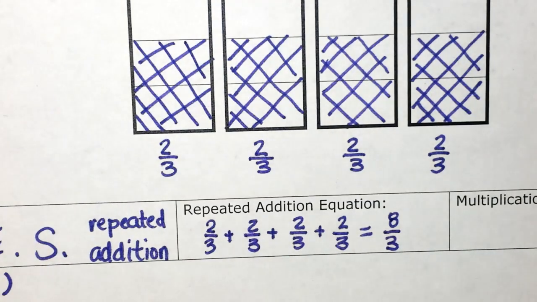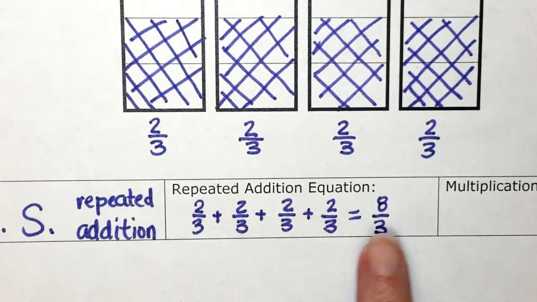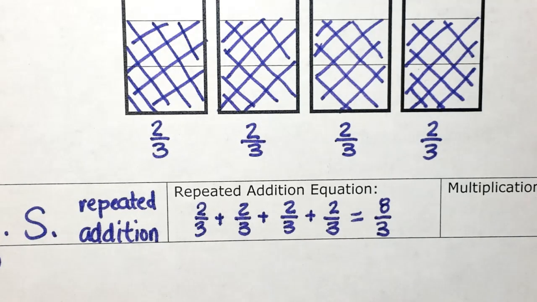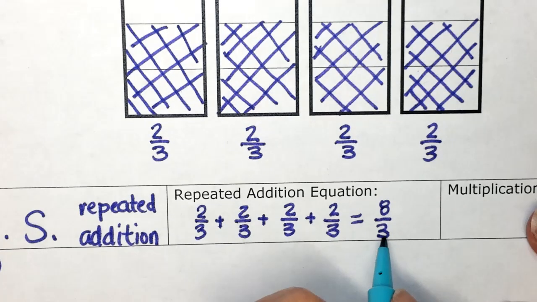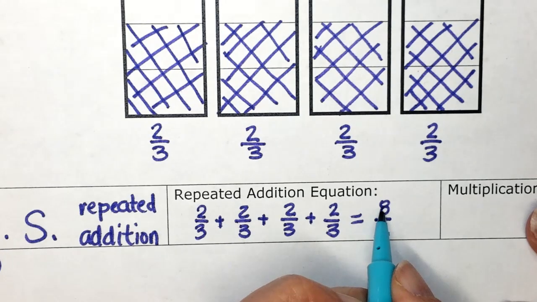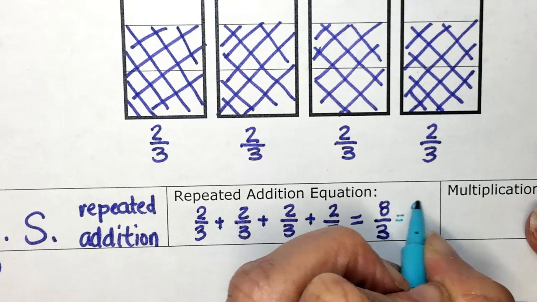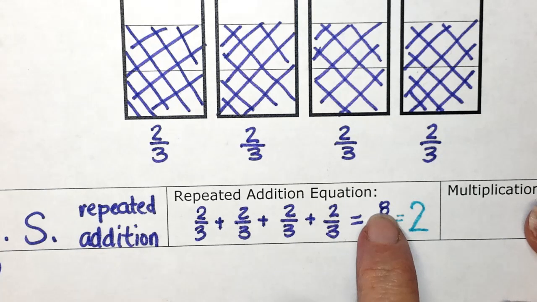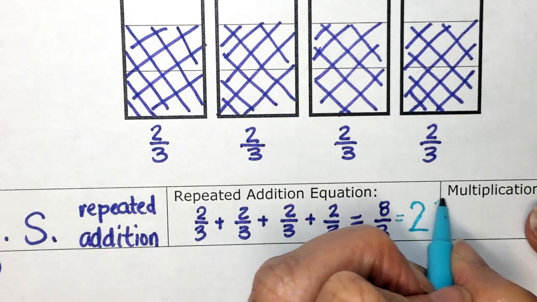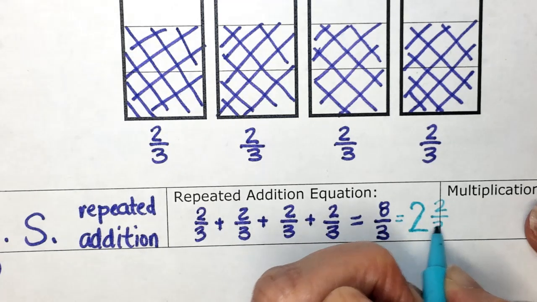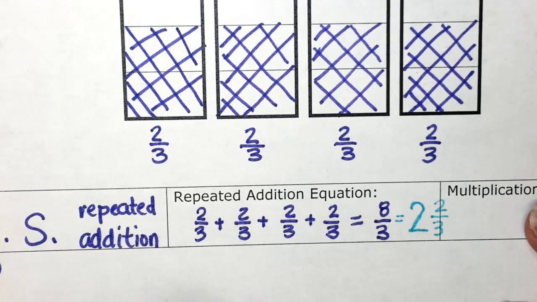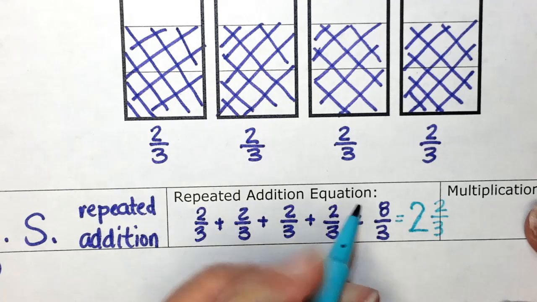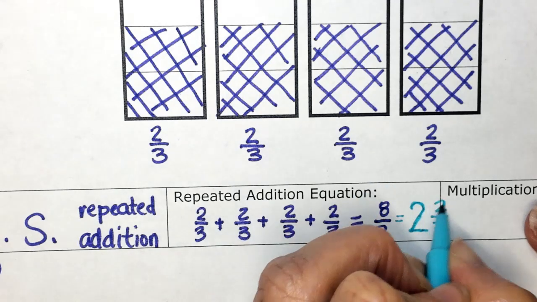But unfortunately, this fraction here is an improper fraction, so we can't leave it as 8/3. We need to regroup it and think about, well, how many groups of 3 are in the number 8? And there are 2 whole groups. That would give me 6. And so the difference between 8 and 6 would be 2 left over, and 3 would make my denominator. So another name for 8/3 is 2 wholes and 2/3.